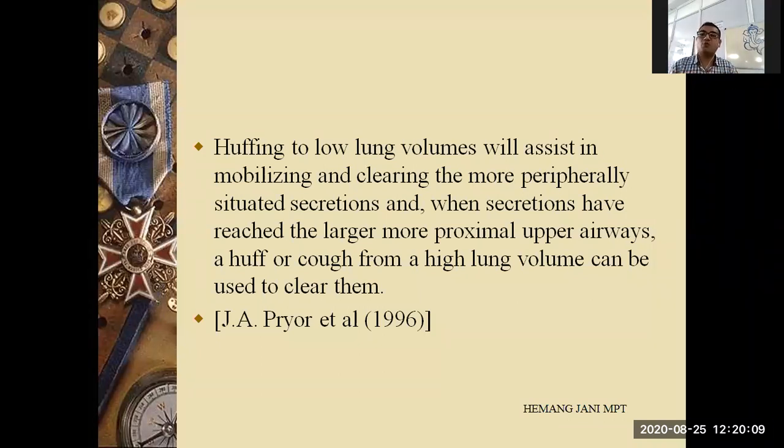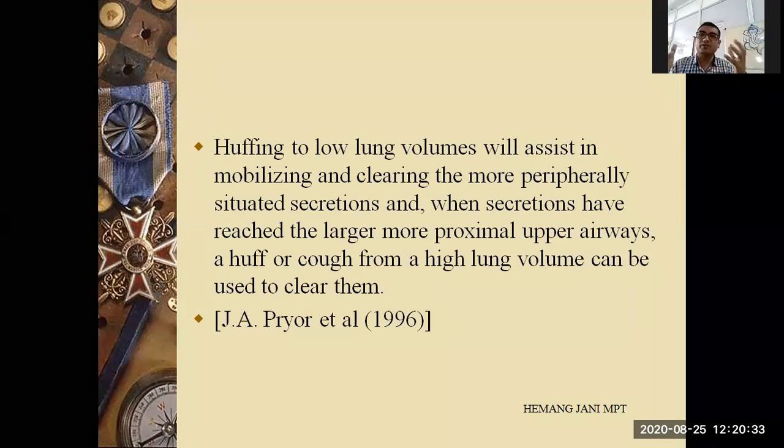So how much volume are you taking? The more lung volume you take, the more you are taking the secretion out from the proximal airways. The same thing they are telling. So if you want to dislodge the secretion from the periphery, you take low lung volume and go for huffing and coughing. Likewise, low lung volume, mid lung volume, and high lung volume.